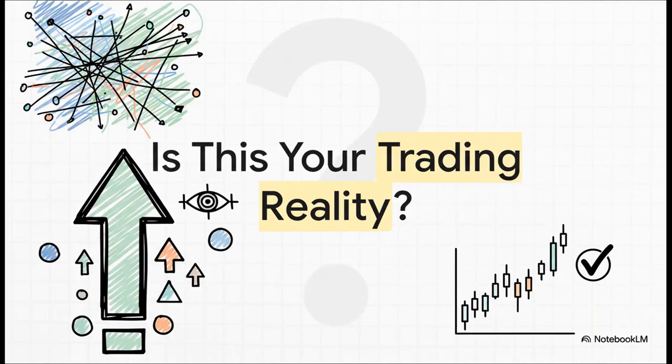So, does this look familiar? Yeah, I thought so. It's that tangled web of indicators, right? All of them screaming for your attention at once. And look, we've all been there. We've all thought, you know what? Just one more tool, that's going to be the key. But what happens? You just end up with a bunch of conflicting signals and total analysis paralysis. It's a super common trap, but believe me, there is a much better way.